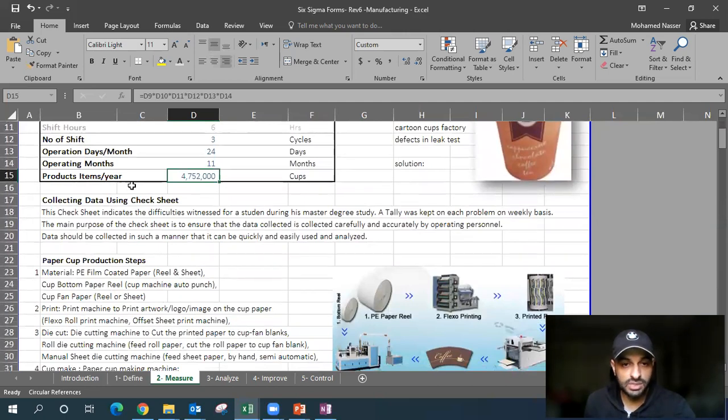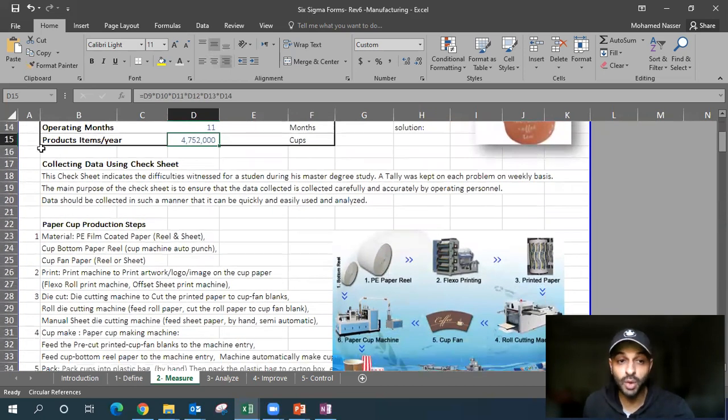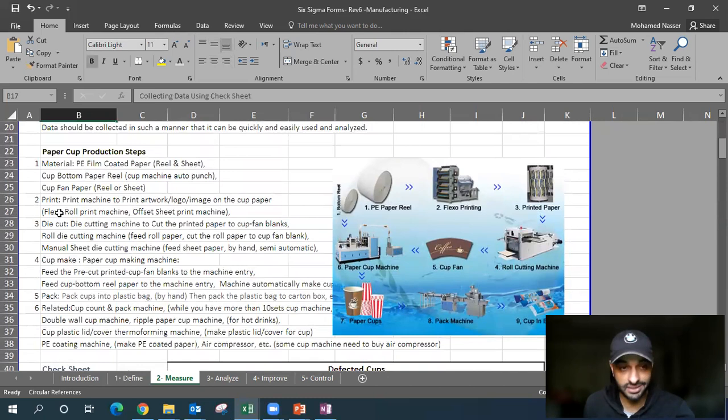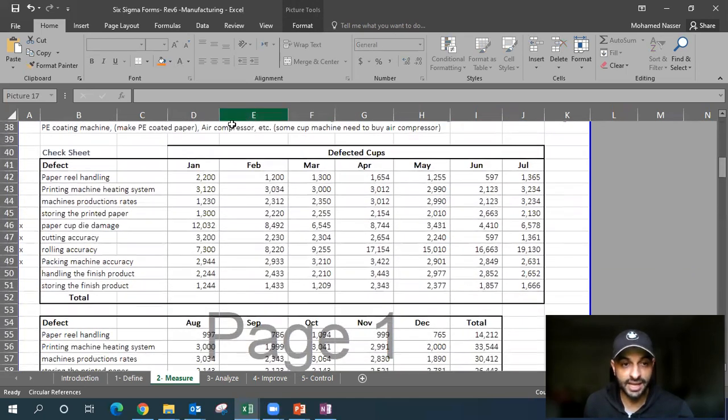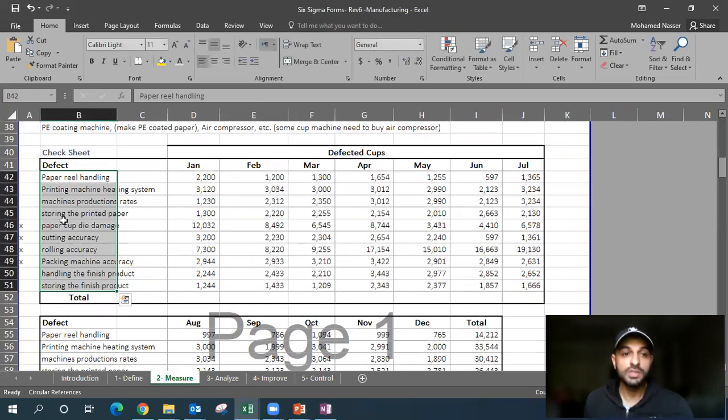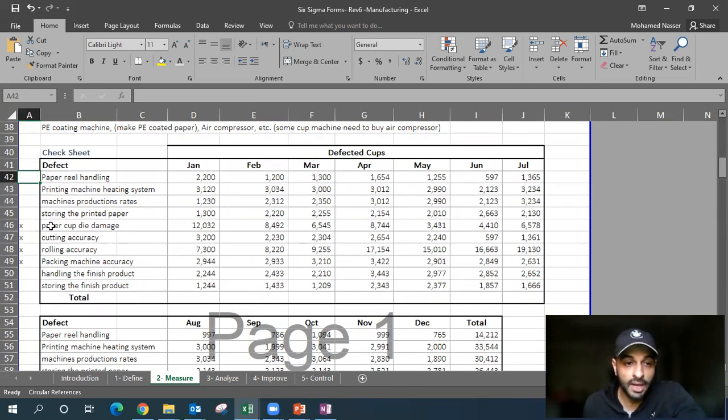Fine, collecting data. Here we will use the check sheet to collect data, and the check sheet is a table or tally in which you will collect the number of defects, all the defects that happen to this product. In order to understand this more and apply it more, you need to realize and write down the steps of your production. So for you, of course, you remove this and you write your own. Yeah, this is just an example. And then you will come here to the check sheet and write all the defects that you have. So maybe you have a problem in handling the paper reel, you have problems in printing, die damage, cutting accuracy, and all of this.